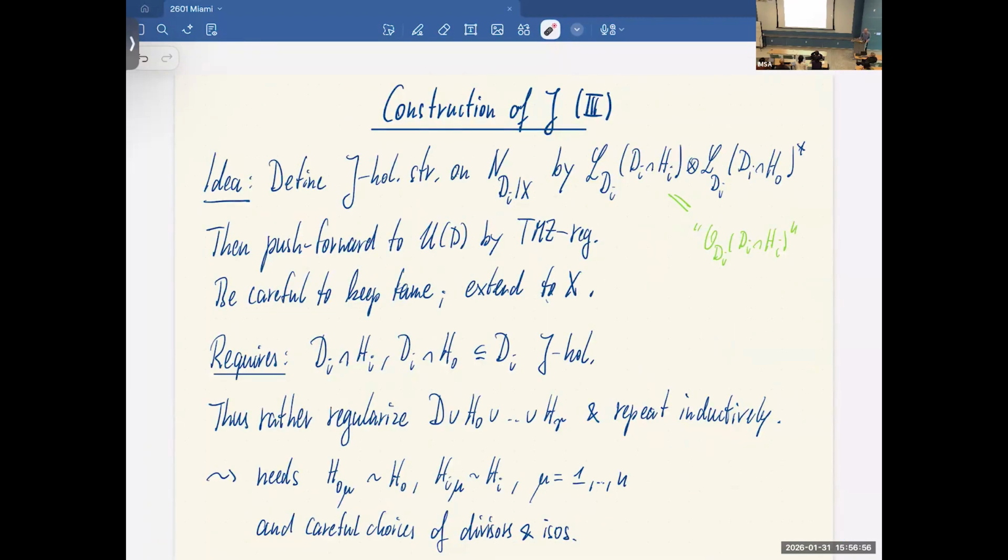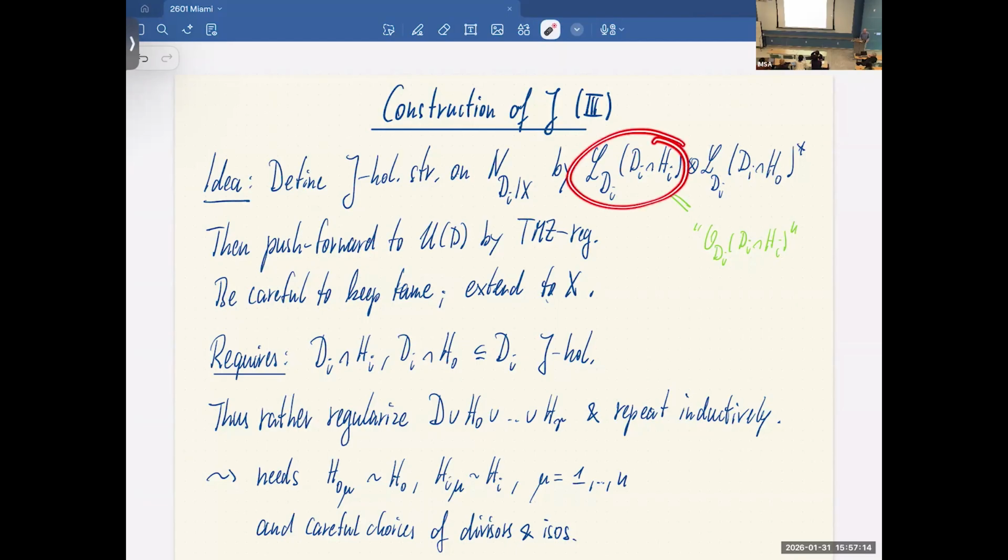So this is the idea I just mentioned. I take the J-holomorphic structure on this normal bundle by LDI. Slightly hard to parse now. I take the intersection of Di with Hi. Hi was transverse to Di, so that becomes a divisor in Di.